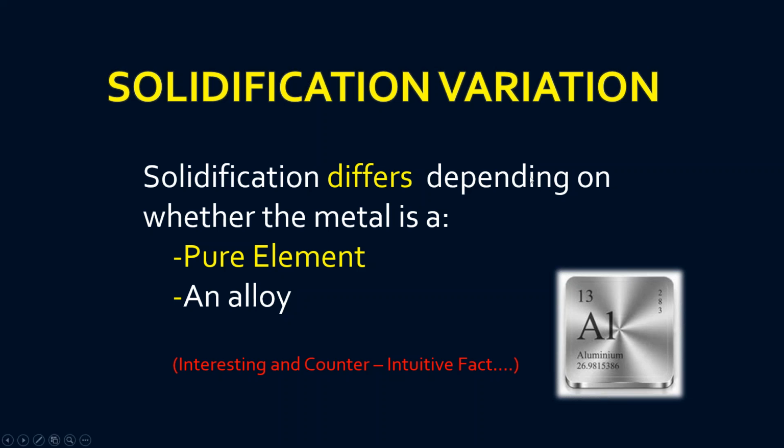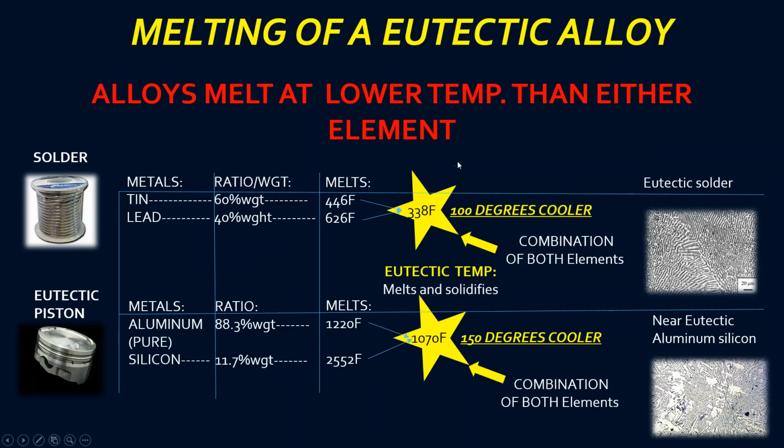There's also a solidification variation, and it differs depending on whether the metal is a pure element or an alloy. And I've got to tell you, this is interesting. It's almost counterintuitive. Here's an example: solder. Solder is made up of tin and lead. At 60% tin and 40% lead by weight, that's eutectic. Tin will melt at 446 degrees Fahrenheit and lead at 626 degrees Fahrenheit. You put them both together, and it changes with that combination of both elements. Now it melts at 338 degrees Fahrenheit, 100 degrees cooler.